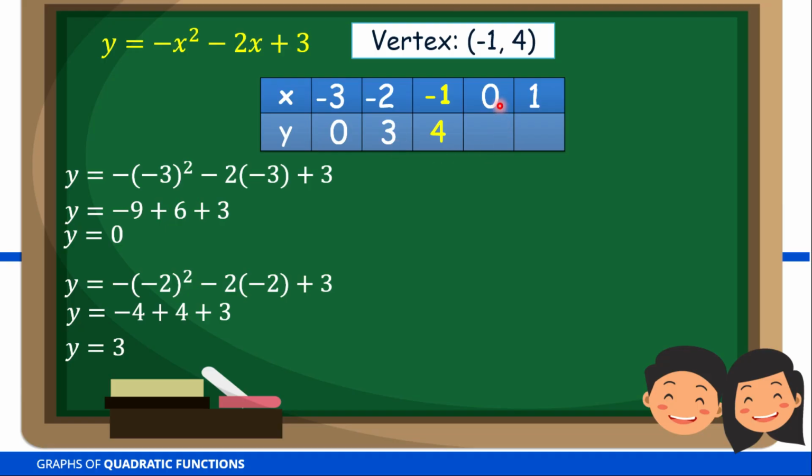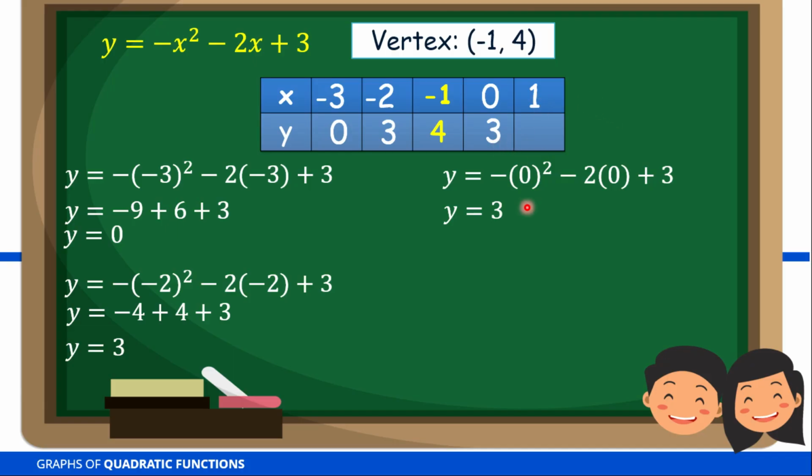Next, punta na tayo dito sa 0. Ipalit natin sa ating given quadratic function sa variables nito. Y is equal to negative times the quantity 0 squared minus the product of 2 and 0 plus 3. Simplify natin. So this is 0 minus 0 plus 3. Answer is positive 3. So kapag ang x ay 0, ang y natin ay 3.